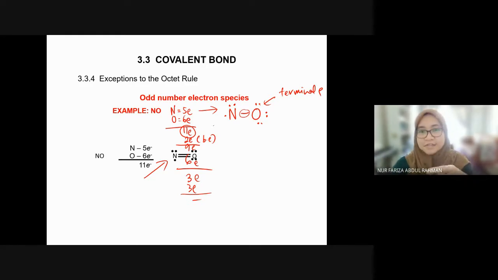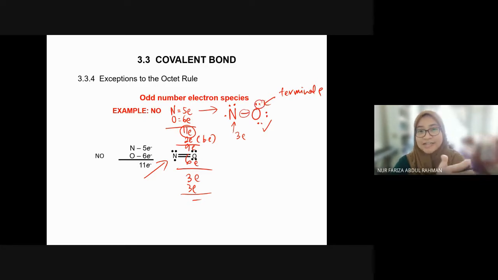Okay, for this one, look at nitrogen. Oxygen is not a problem. Oxygen is still octet. Nitrogen will have a problem to octet because it is odd. Okay, how many more electrons does nitrogen need to be close to octet? So 1, 2, 3, 4, 5. It already has 5 electrons at the moment. So it requires 3 more electrons. Right? Okay.